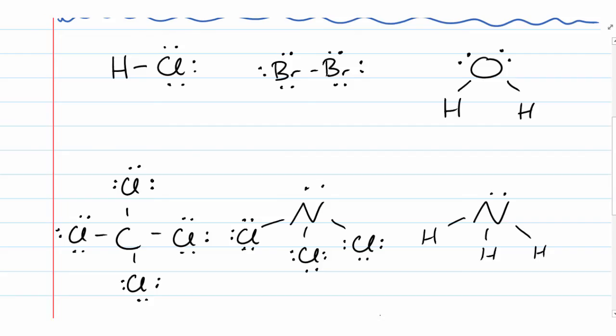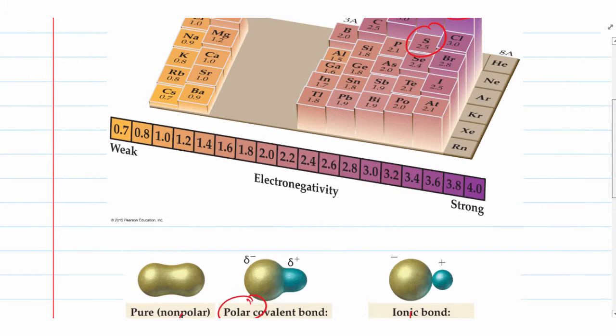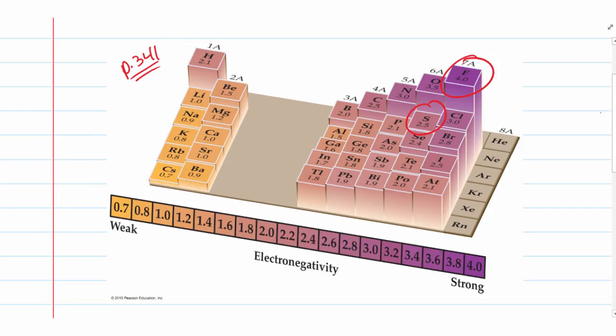Okay, so now what we want to do here is determine the polarity of these molecules. Now, to determine the polarity, we go back to our table of electronegativities. We need to look up those electronegativity values. So in HCl, we look up the electronegativity of the hydrogen and the chlorine. And we see that we have a value for hydrogen of 2.1. Chlorine we have 3.0.